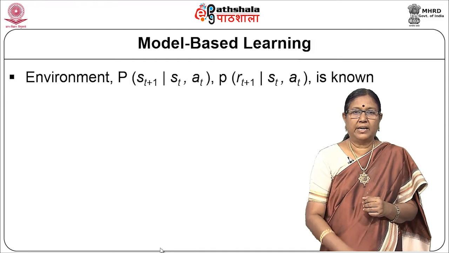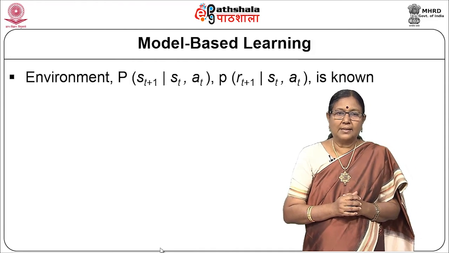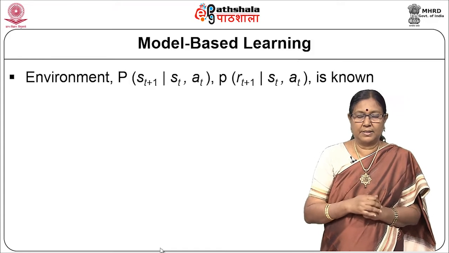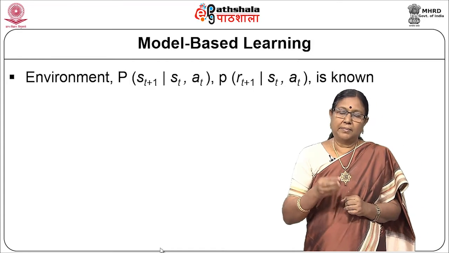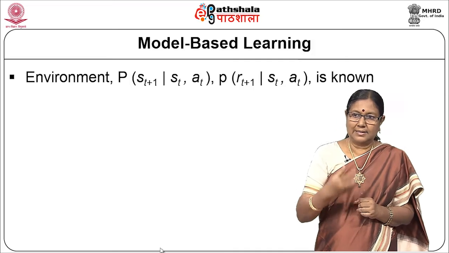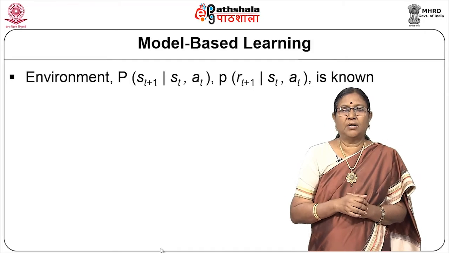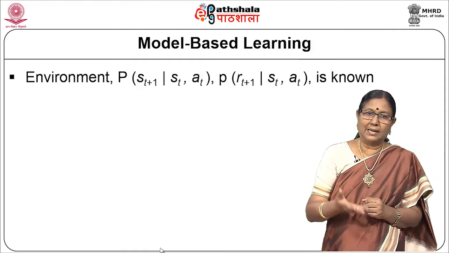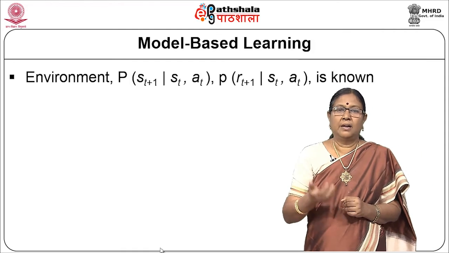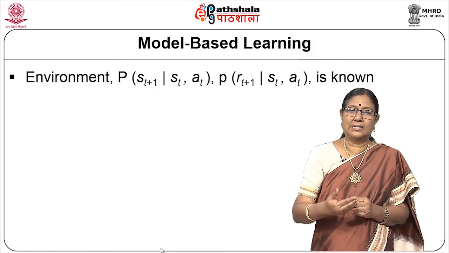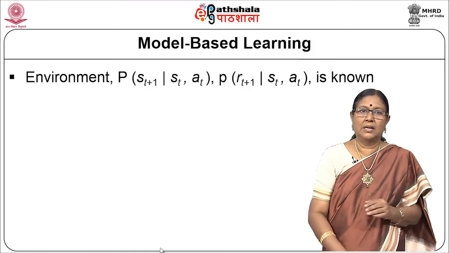So, here we have an environment. We are assuming that the environment gives the probability of reaching S_t+1, the state at t plus 1, given S_t, the state, and the action. We are also given the probability of the reward you will get at t plus 1 when you are at state S_t and have taken the action a_t. So, this is the environment.